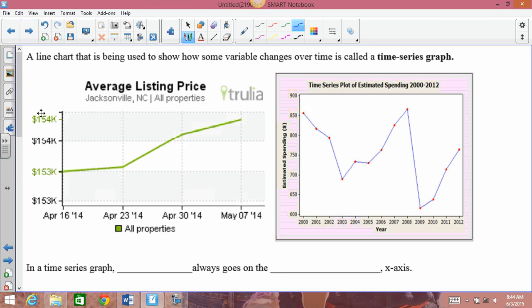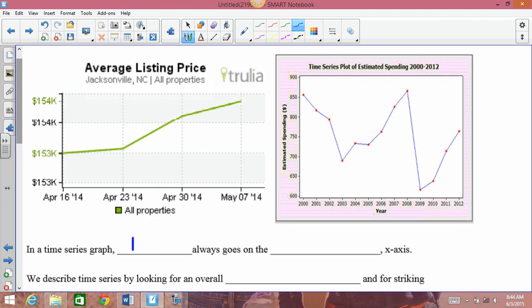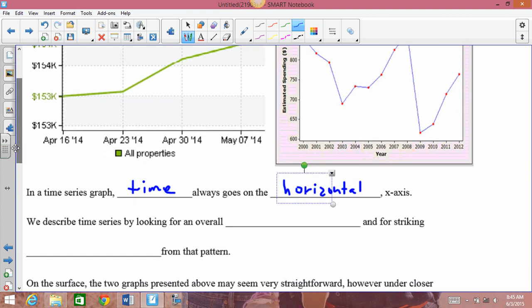All right. And then we'll flip over to our last page. The last type of graph that we'll have in this section is called a time series graph. And in a time series graph, time always goes on the horizontal, which is also known as your x-axis. We describe time series graphs by looking for overall patterns, and looking for striking deviations from that pattern.